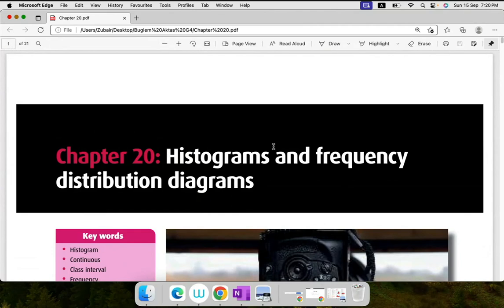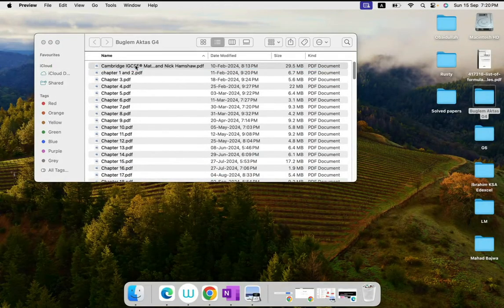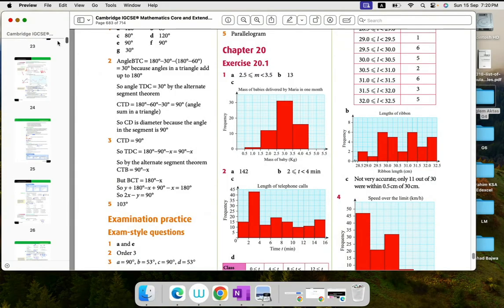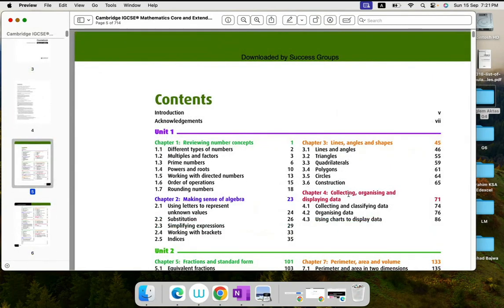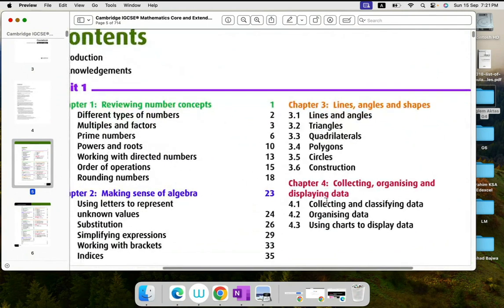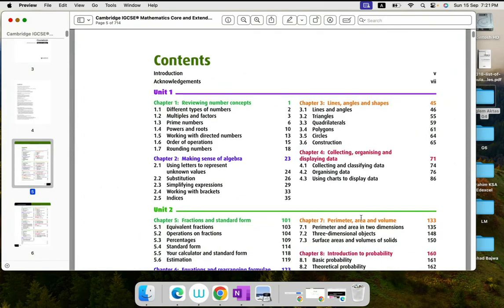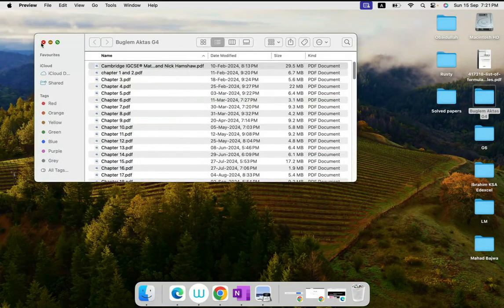Okay, next topic is histogram and frequency distribution. We've done something similar to that in previous chapters. That was slide statistics, number 4, collecting, organizing, and displaying data. So this was histogram, pie chart, tally. Remember that? Yes. So now this would go in a bit more detail.